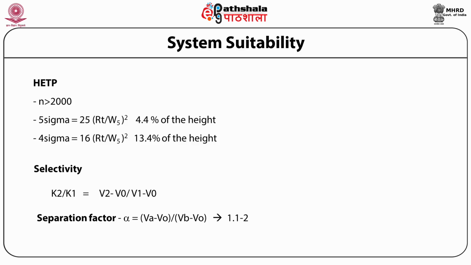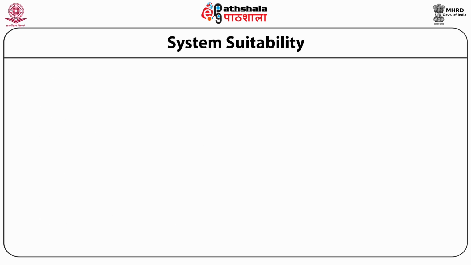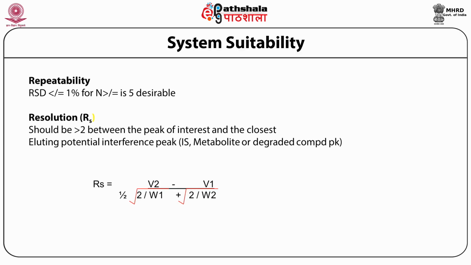If the number increases more, you get much better separation. If the second peak is coming far away from the first peak, you get very good selectivity in separation. And the separation factor is calculated by using this equation. Separation alpha is equal to this equation, and it should be between 1.1 to 2 to show the separation is good.